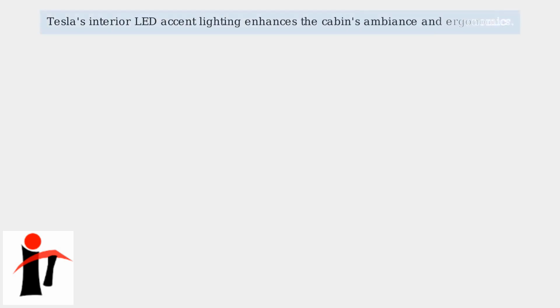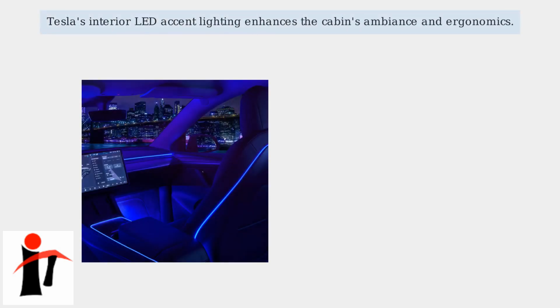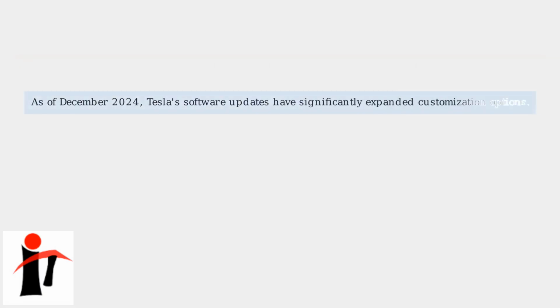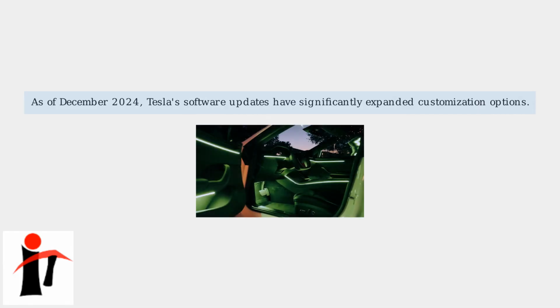Tesla's interior LED accent lighting enhances the cabin's ambiance and ergonomics. This video provides a comprehensive guide on how to set up and customize these lights in your Tesla. As of December 2024, Tesla's software updates have significantly expanded customization options.